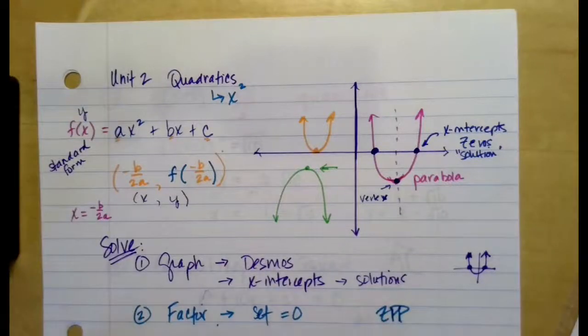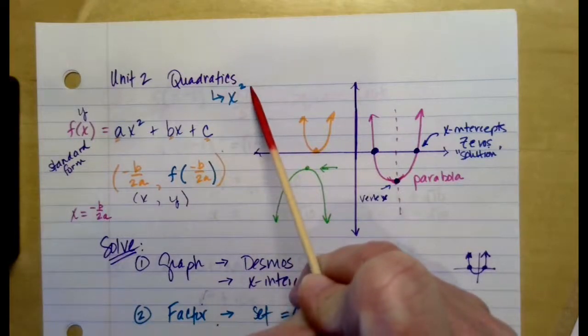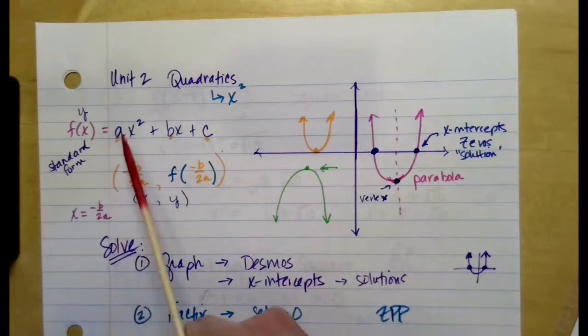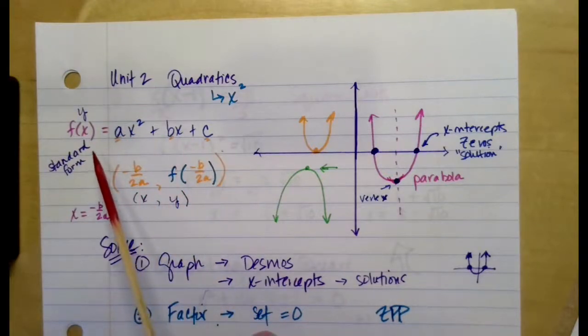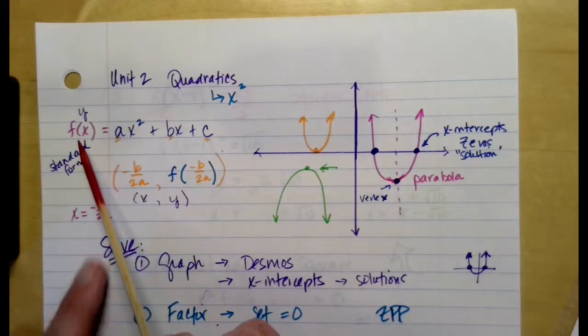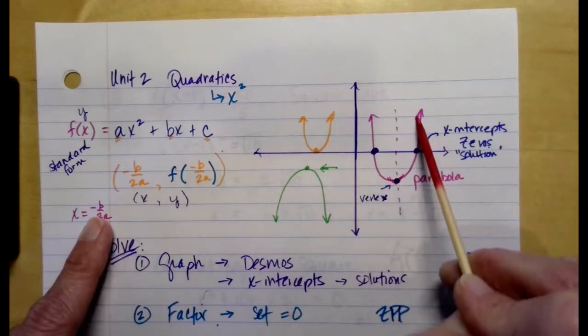Hey everybody, here's a quick Unit 2 quadratic review. If you see a 2 in the exponent, you have a quadratic. Standard form, ax squared plus bx plus c, is going to give you your function when it's set equal to f of x, where we get all the solutions in this nice pretty curve called a parabola.